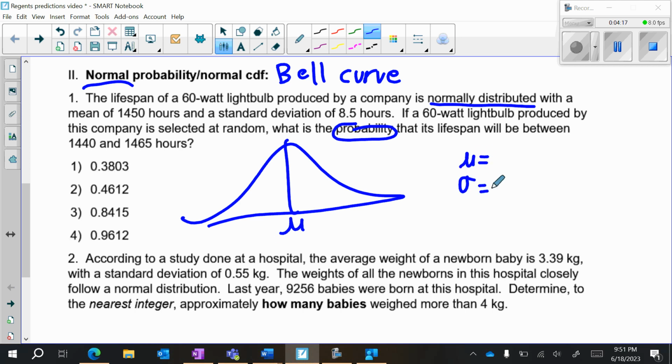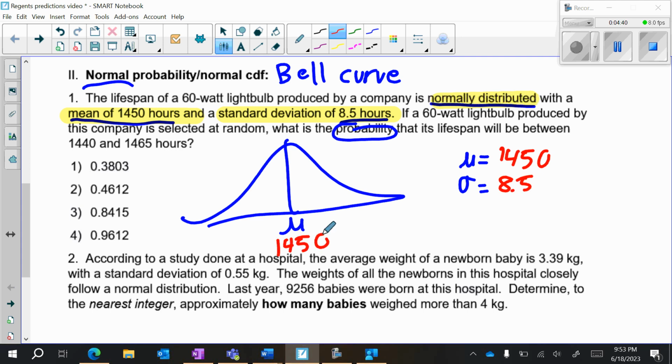And also on the side, write the mean and the standard deviation, which are going to be given to you in the question. So as you can see here, I highlighted the mean, which is 1450, and the standard deviation, which is 8.5. So in the middle, I'm going to put my mean, 1450.